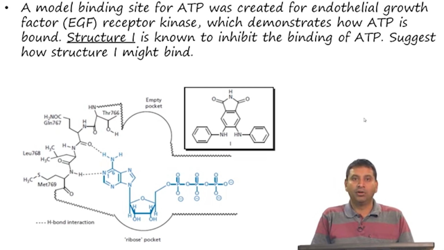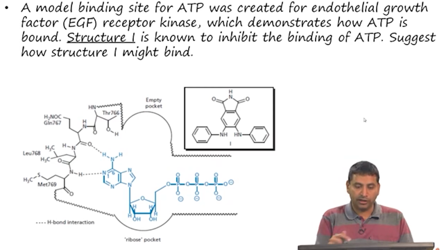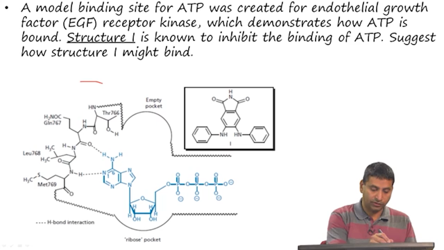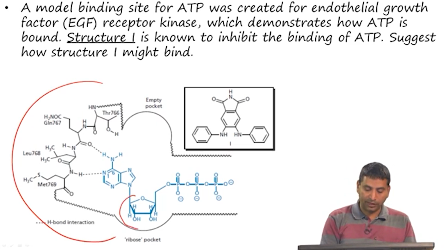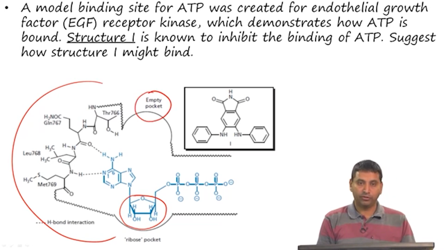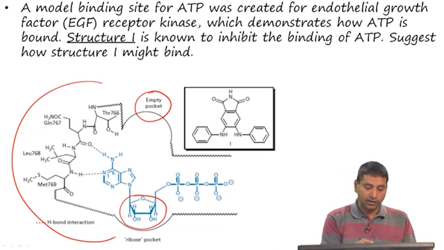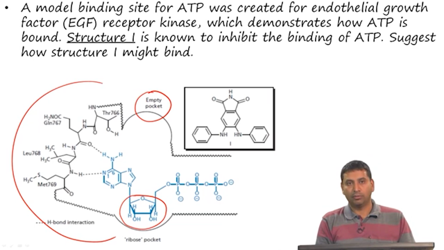So, the question is, a model binding site for ATP was created for epidermal growth factor receptor kinase EGF, which demonstrates how ATP is bound, right. So, this is the model that has been proposed, and so you have here the ribose binding pocket, you have an empty pocket here, and you have a series of amino acids which are shown here, and there are some hydrogen bonds that are proposed to be happening. Structure 1 is known to inhibit the binding of ATP. So, the question is, suggest how structure 1 might bind.